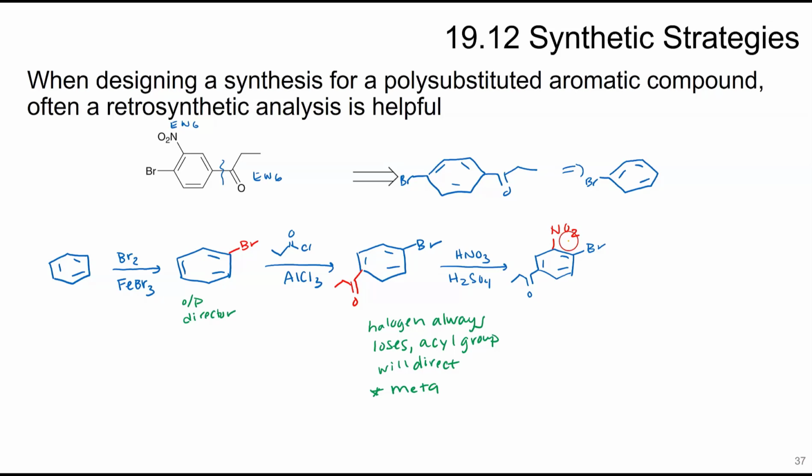If we had put the nitro group on before the acyl group, the Friedel-Crafts acylation would not work. And then if you had put the acyl group on, that would have been a meta director, and you wouldn't be able to get the bromine ortho to anything. So these are things that you want to think about when you're doing synthesis of aromatic rings.